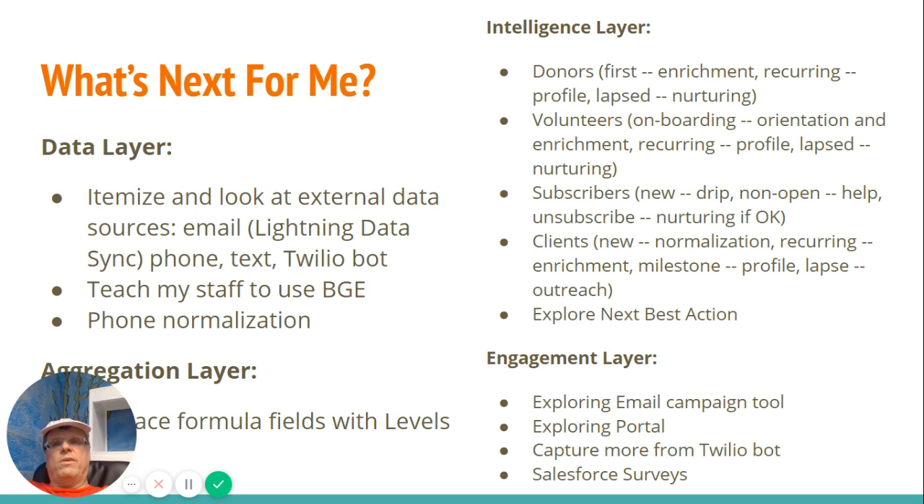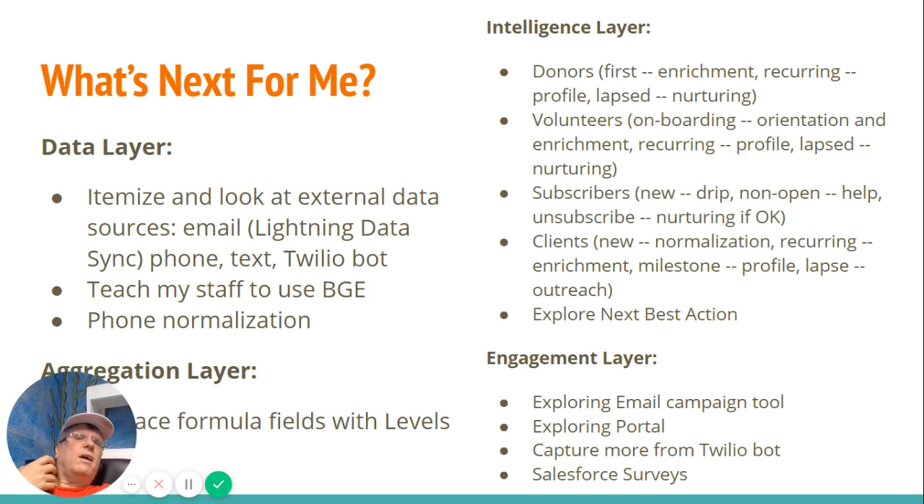We are going to use batch gift entry at our staff level, and we have to do some phone number normalization if we're going to make good use of all of this data. So we're going to start doing that. At the aggregate level, we have some formula fields that are classifying levels of activity, and we're going to change that to levels and let the NPSP level engine do that, primarily so that we can have history and so that we can automatically assign engagement plans based on changes in that.